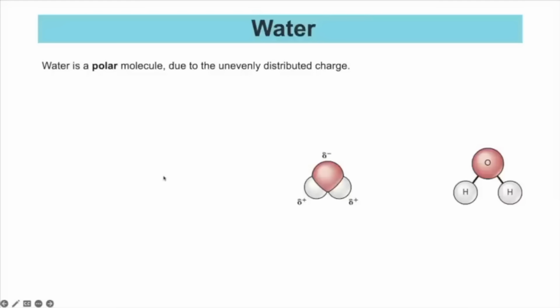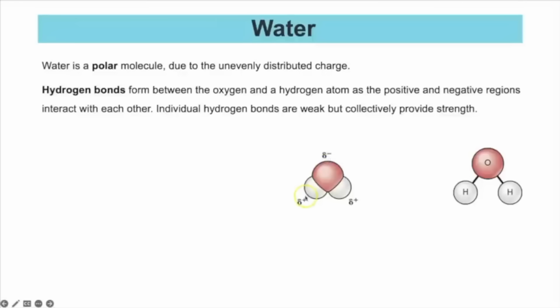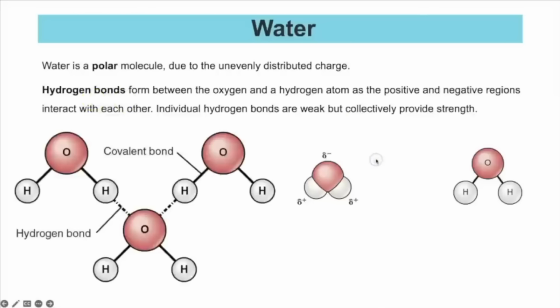So then let's take a look at water as a biological molecule. It's a polar molecule due to the uneven distribution of charge. And we can see here we've got delta negative on the oxygen and the delta positive on the hydrogen atoms, which means a slight negative and a slight positive charge. Now, because of that uneven distribution, that enables the formation of hydrogen bonds between the oxygen and a hydrogen atom between two different water molecules. And that's what we're seeing here, a hydrogen bond forming between the hydrogen and the oxygen of different water molecules.